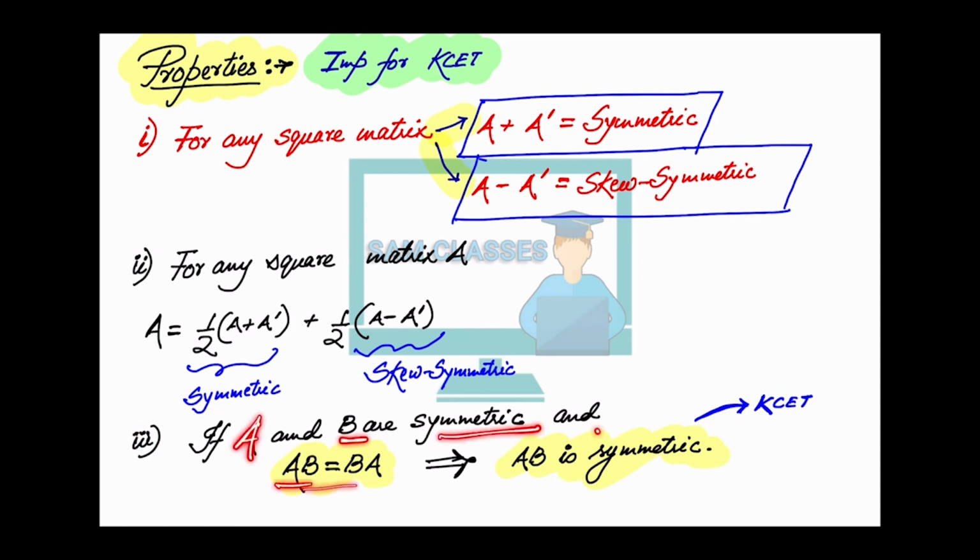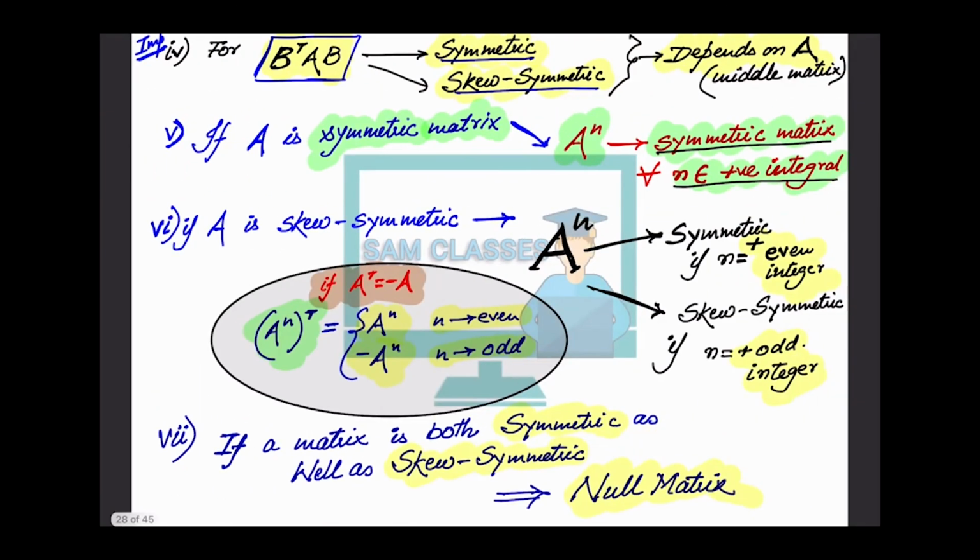Whenever they have given that A and B are symmetric, and they have given you that AB is equal to BA, you can directly say that AB is symmetric, students. Or they can change it vice versa. They can give you A and B symmetric, and they have told you that AB is also symmetric, so you can say that AB is equal to BA.